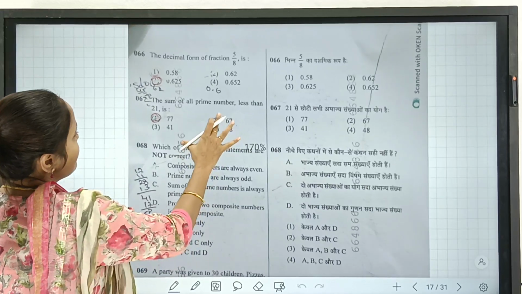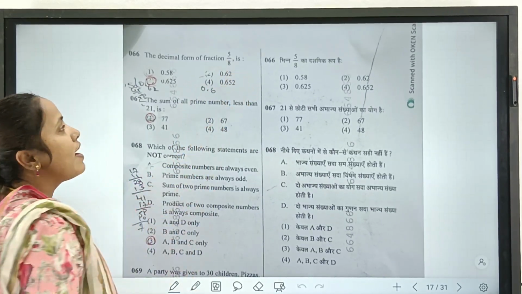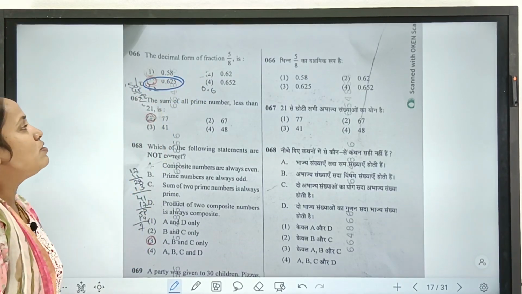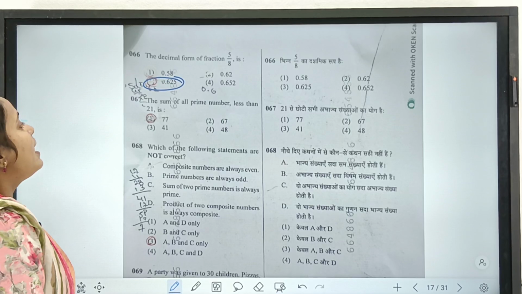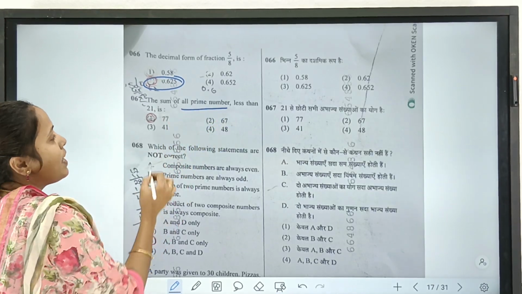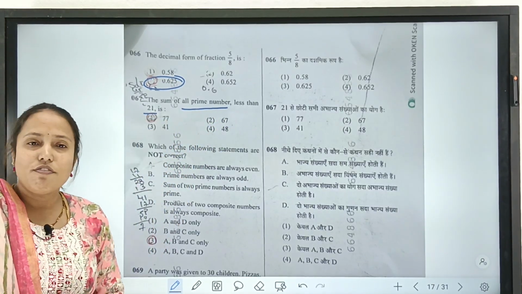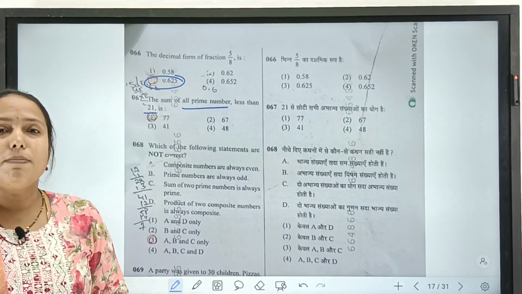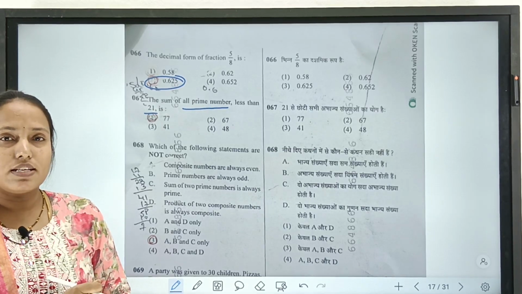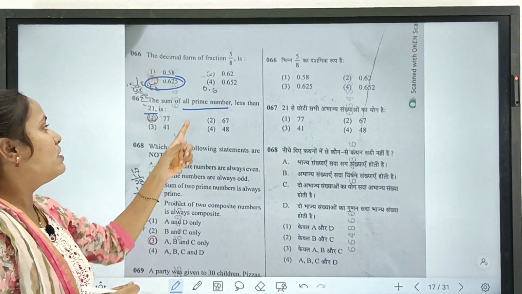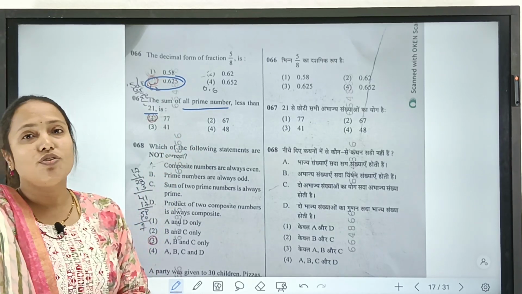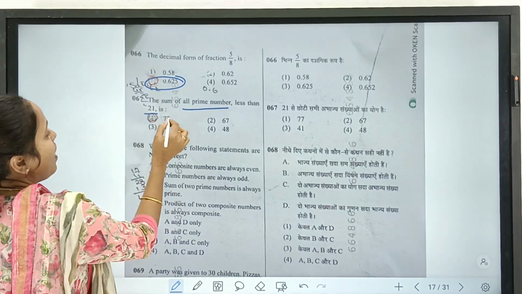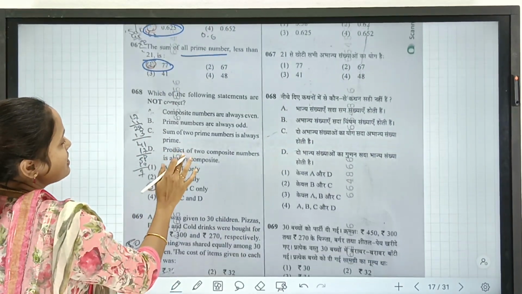This is a very easy question. Decimal form of 5 by 8. 5 by 8 you need to convert into decimal, that is absolutely 0.625 only. And here, sum of all prime numbers less than 21. If you observe, every year in the Science School entrance exam, they will always cover prime numbers. You have to know about prime numbers, it's compulsory. Less than 21, if you add, you will get the answer 77.